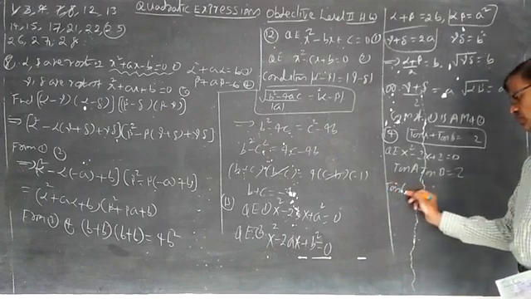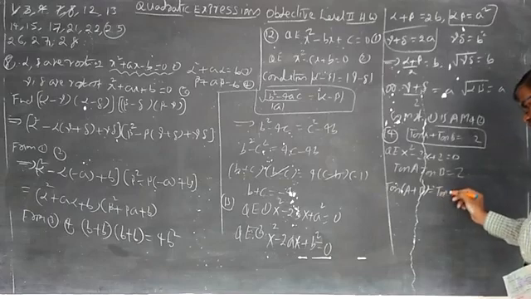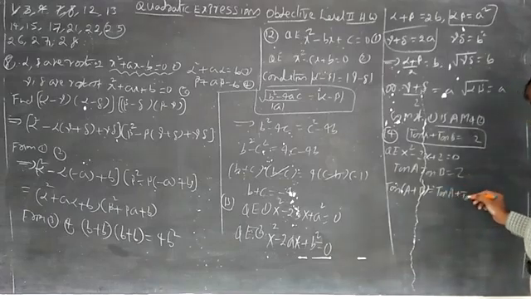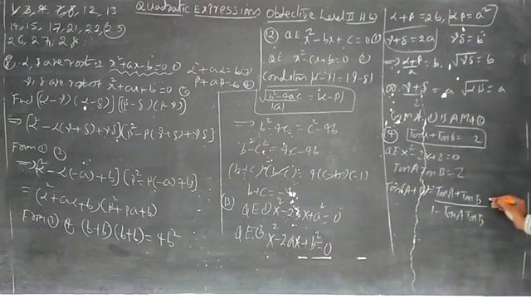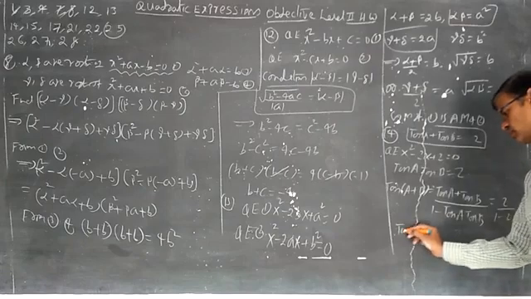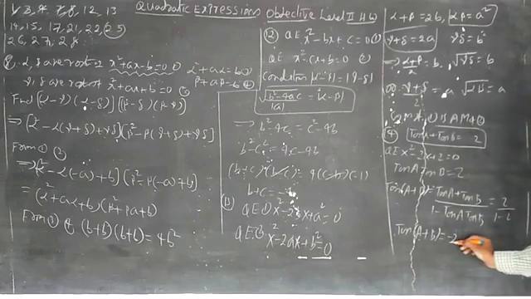Now you can write tan of a plus b. The formula of tan of a plus b is tan a plus tan b by 1 minus tan a tan b. You can write here 2 by 1 minus 2. So tan of a plus b becomes minus 2, or minus 2 by 1.